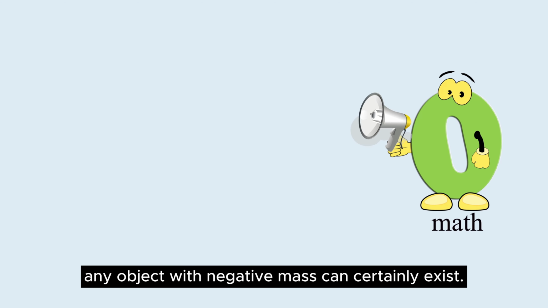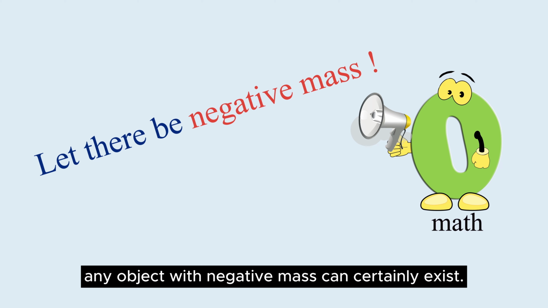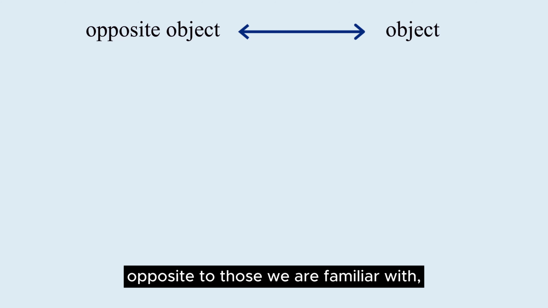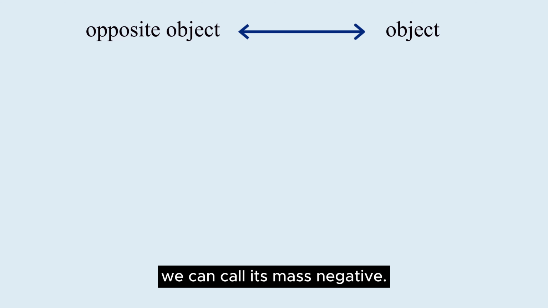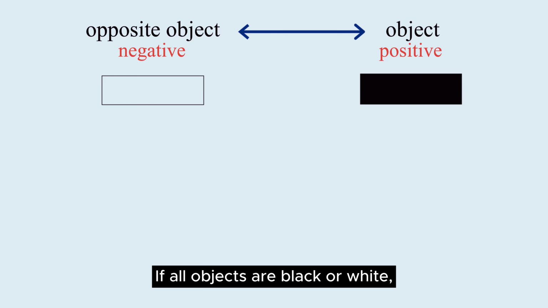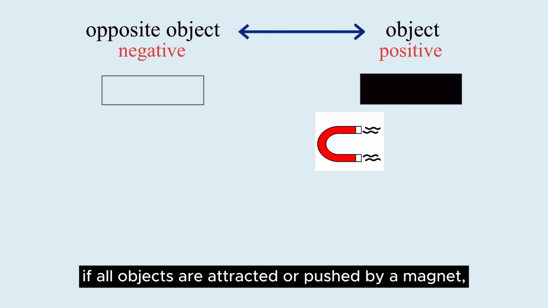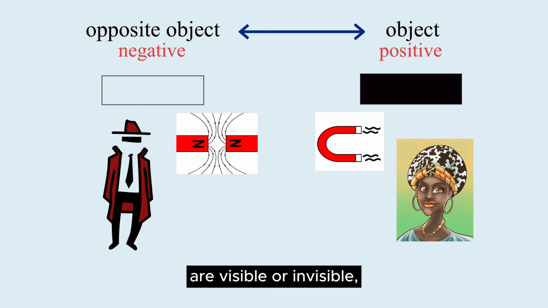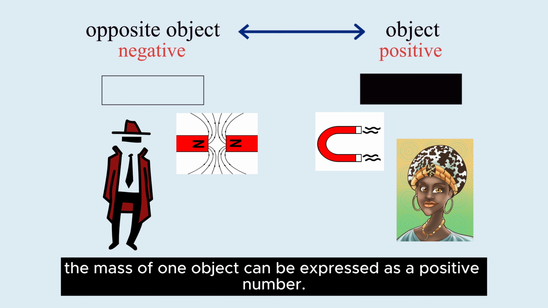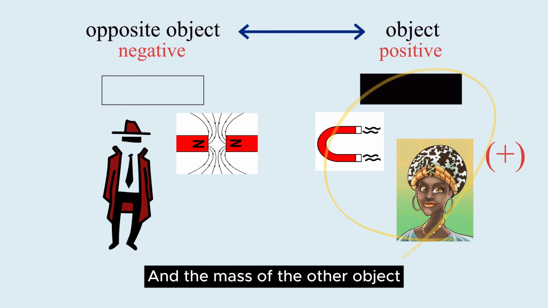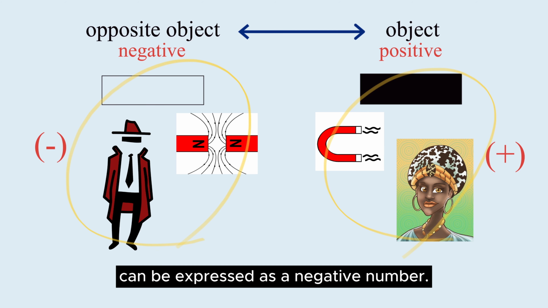Mathematically, an object with negative mass can certainly exist. If there is an object whose properties are opposite to those we are familiar with, we can call its mass negative. If all objects are black or white, if all objects are attracted or pushed by a magnet, if all objects exposed to light are visible or invisible, the mass of one object can be expressed as a positive number, and the mass of the other object can be expressed as a negative number.